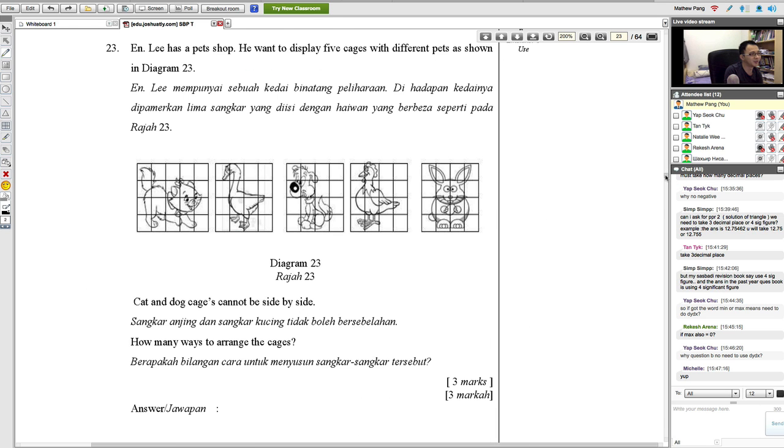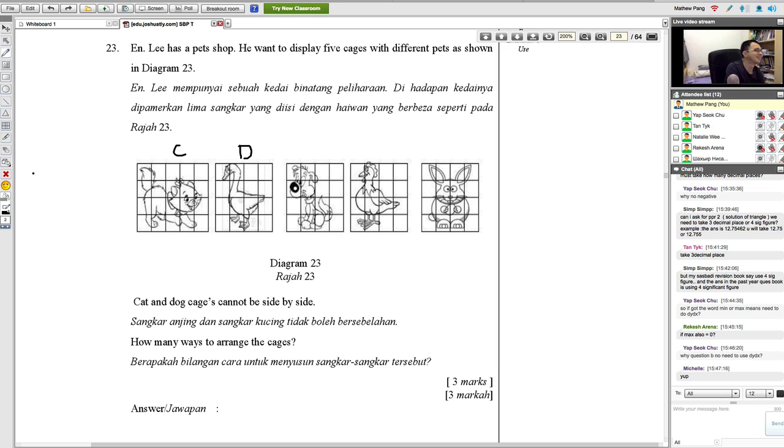Okay, so I move on to this one. Permutation. Okay, in this case, he says he wants to display 5 cases with a different pet as shown in the diagram. So cat I will call C, duck I will call D, and dog is D also.